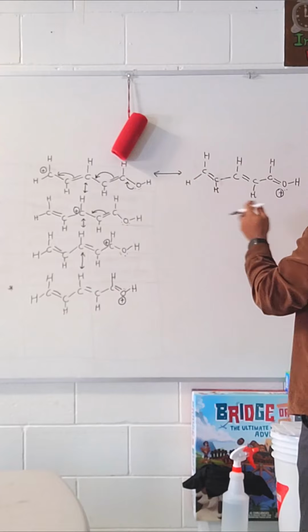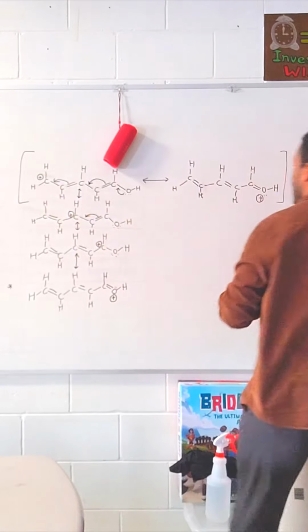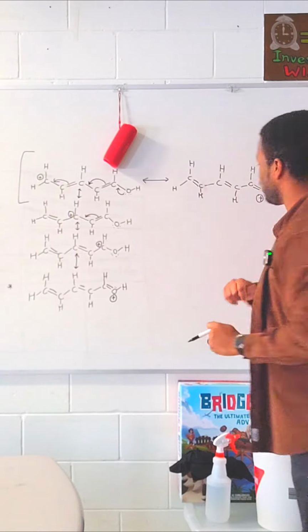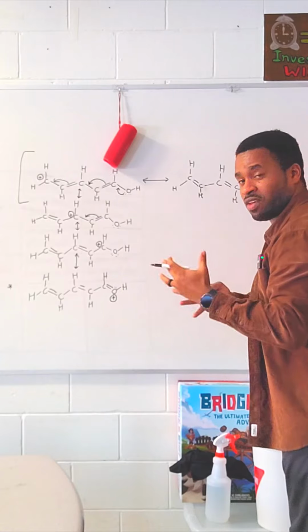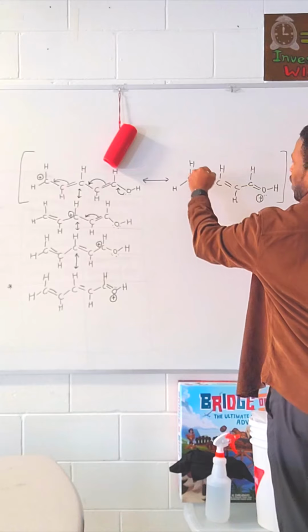Take note that in order for this to be a resonance structure, you have to show the bracket. And the final part here is this. We need to be able to show the process in the reverse way. And so we show the opposite direction.